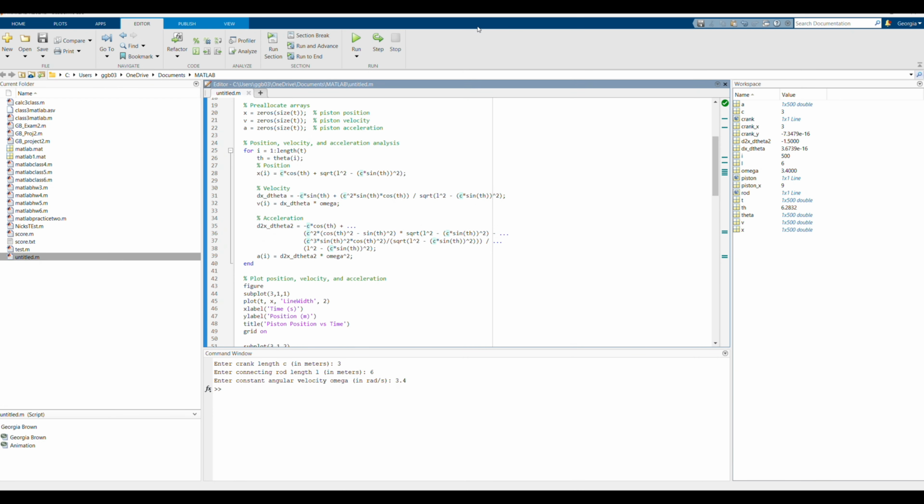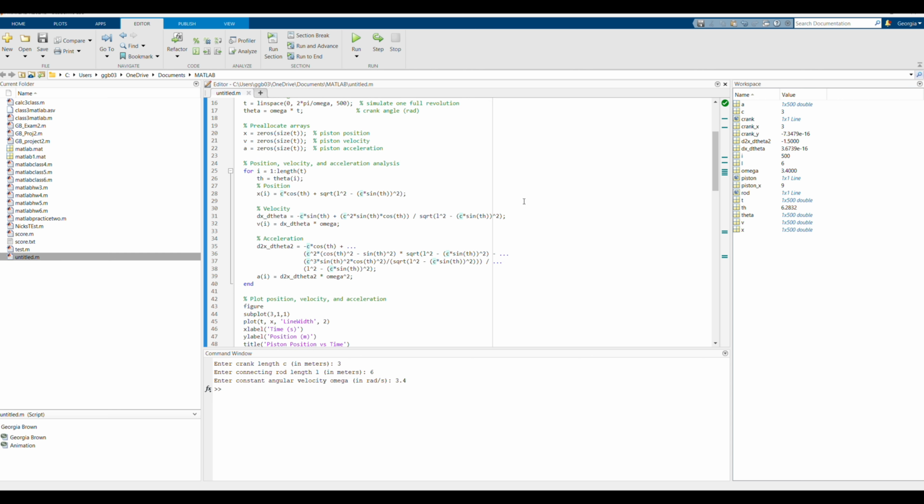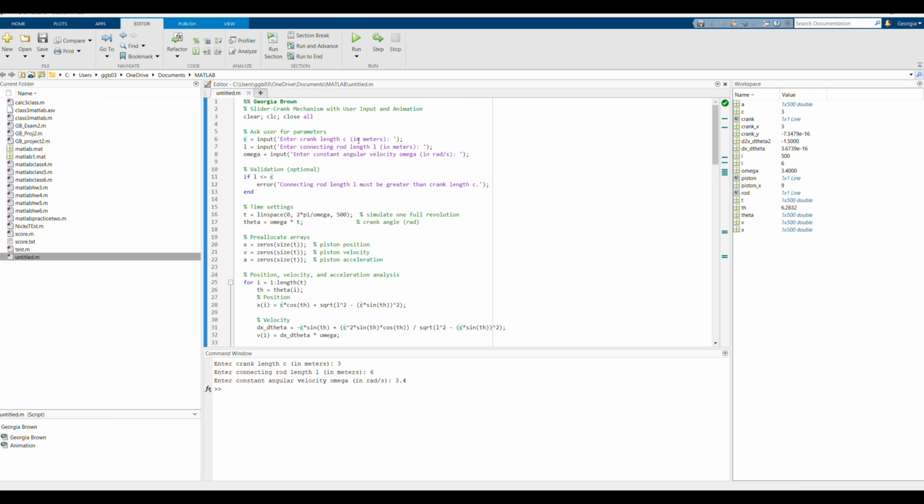Okay, so this is for the piston crank mechanism explored in dynamics. And so we have the basic clear, clc, close all. And then I made it so through a little bit of ChatGPT's help and my own knowledge from a previous class, I've constructed this simulation in MATLAB just because that's what I'm more comfortable with.